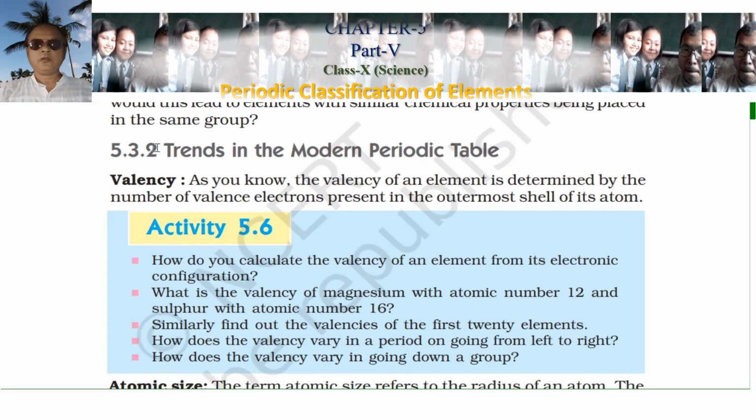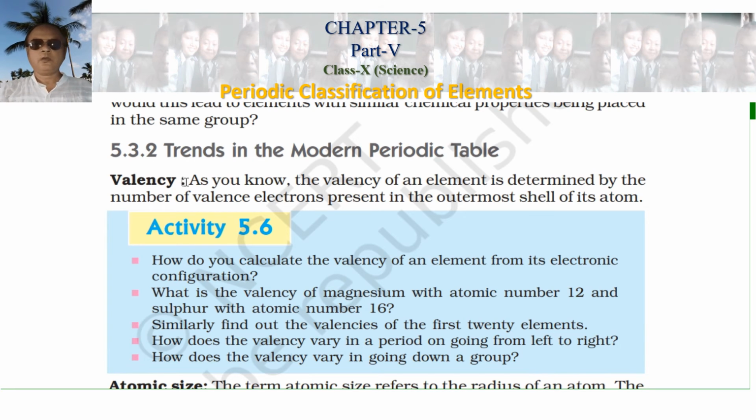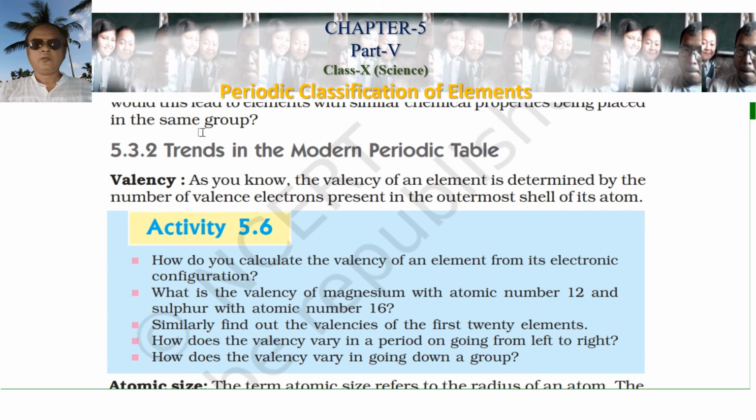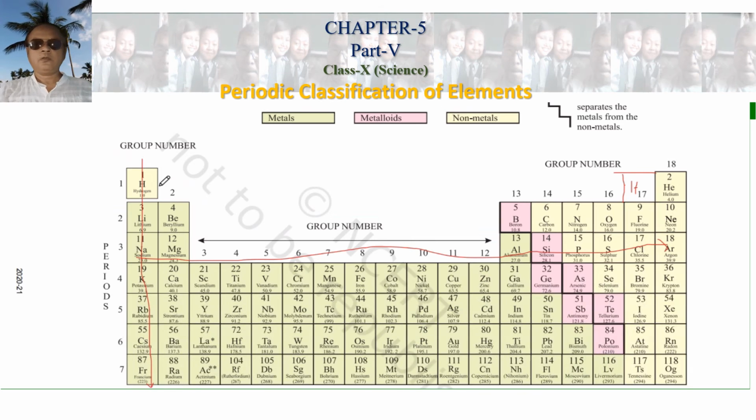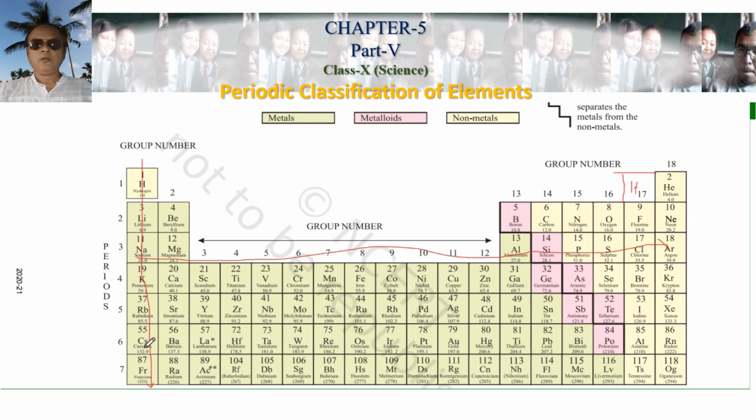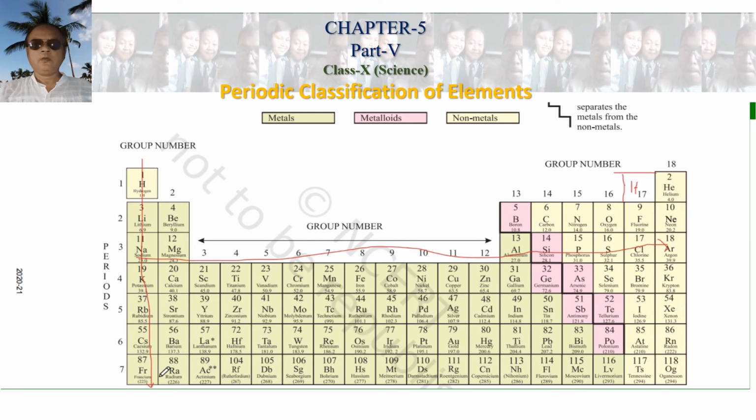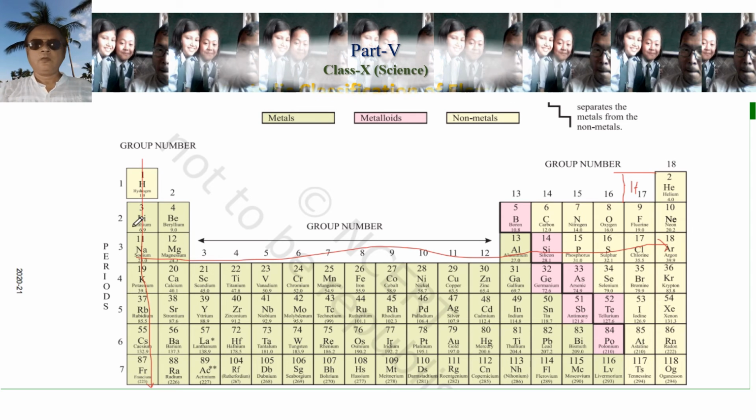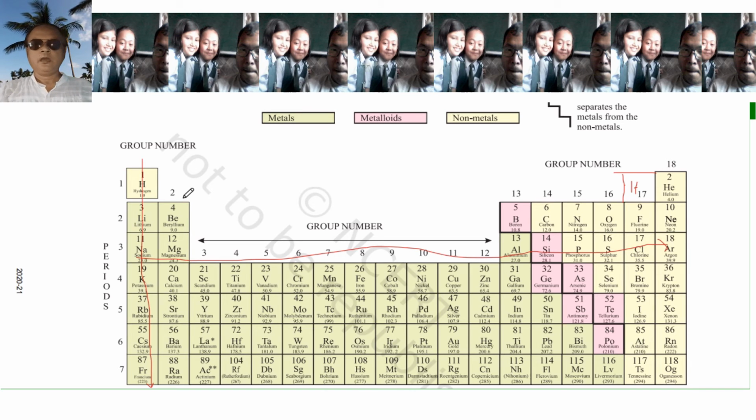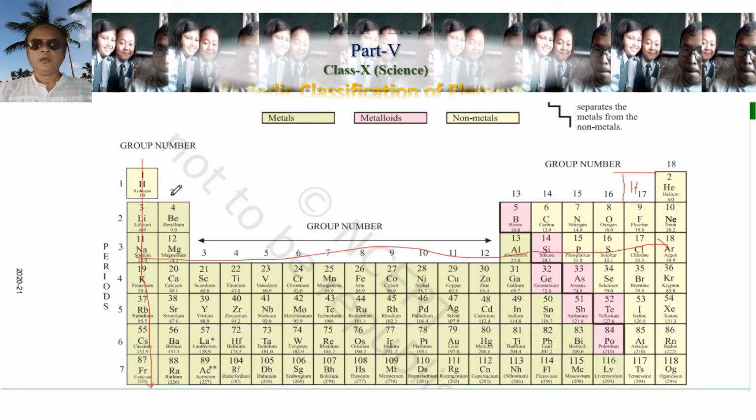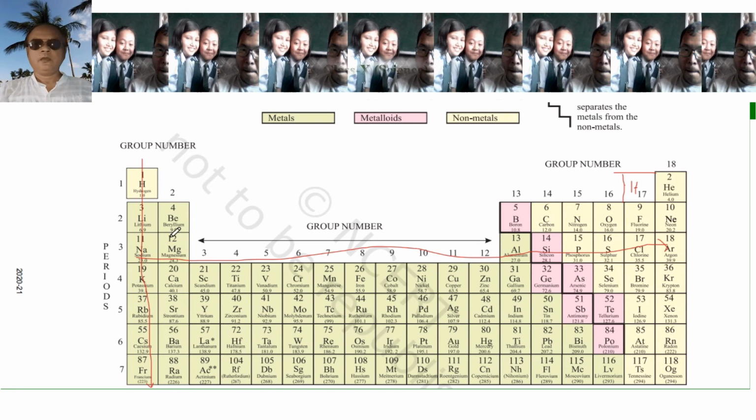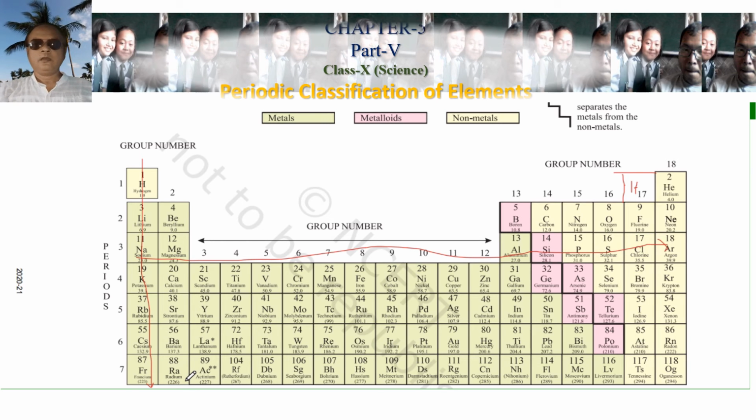What are the trends? First is valency. When we go down the group, valency remains the same. The valency of hydrogen is 1, lithium is 1, sodium is 1, potassium is 1, and so on. And in the second group, beryllium is 2, magnesium is 2. So valency remains the same if you go down the group.